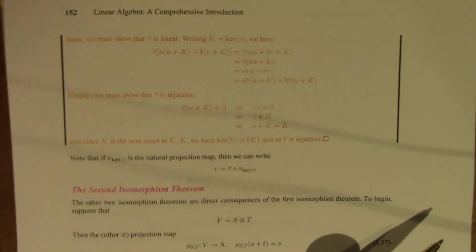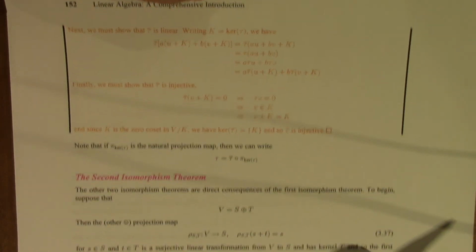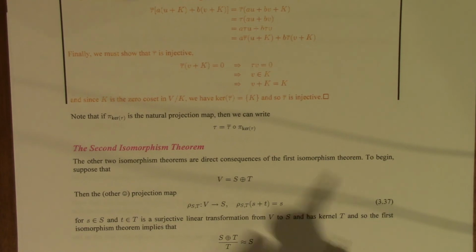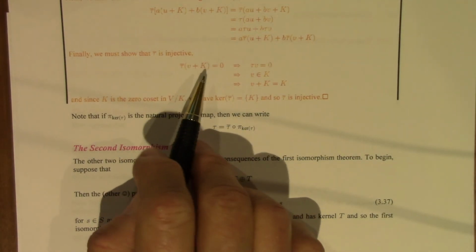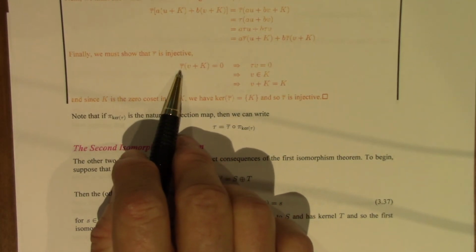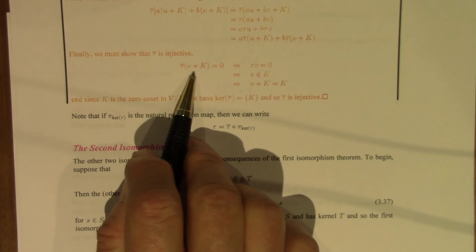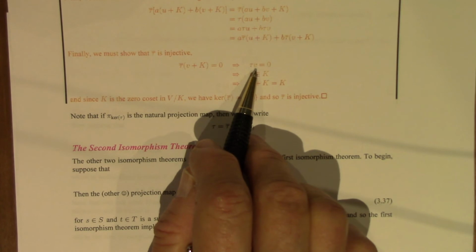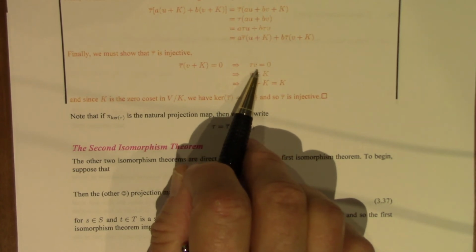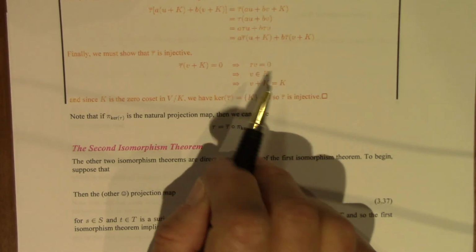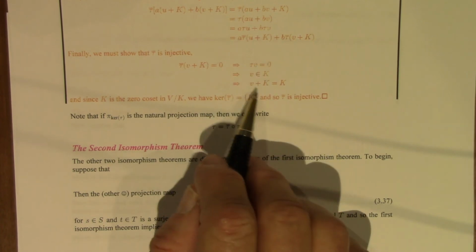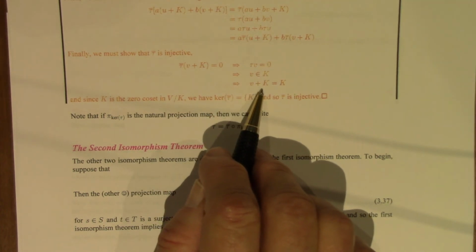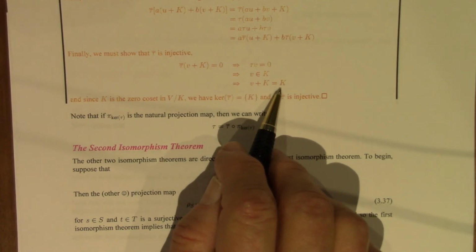Finally, we need to show that tau bar is injective, so we need to look at its kernel. If tau bar sends a coset v plus k to 0, that's the same as saying tau of v is 0, or in other words, v is in k, and so v plus k is the 0 coset k.